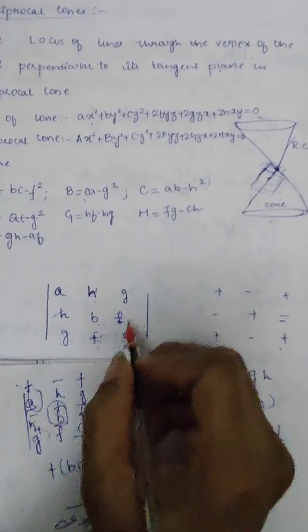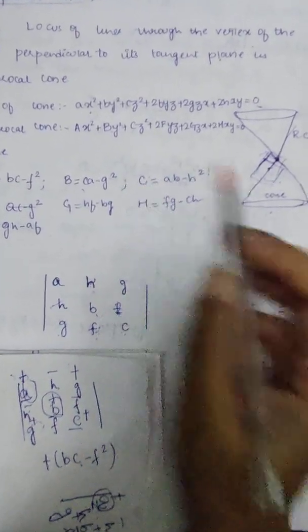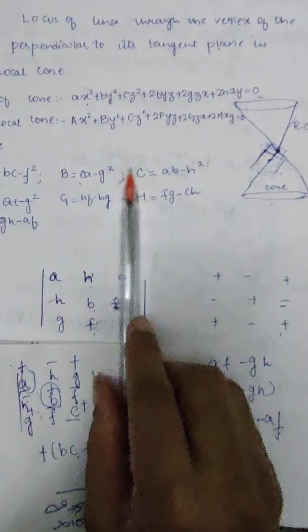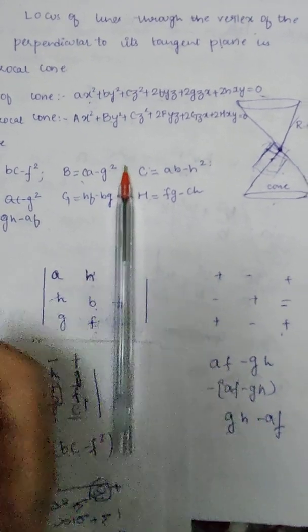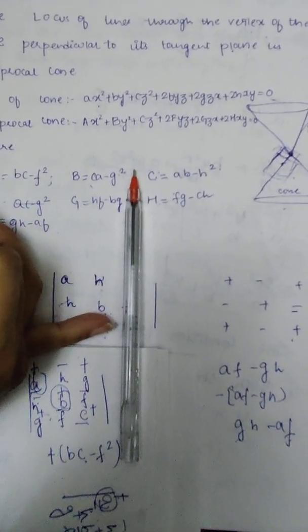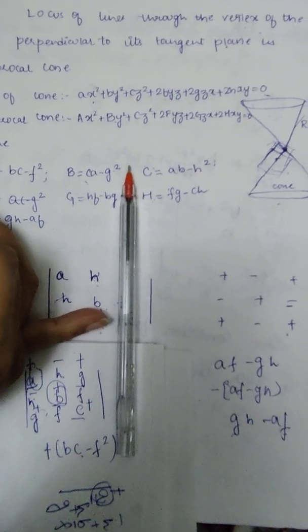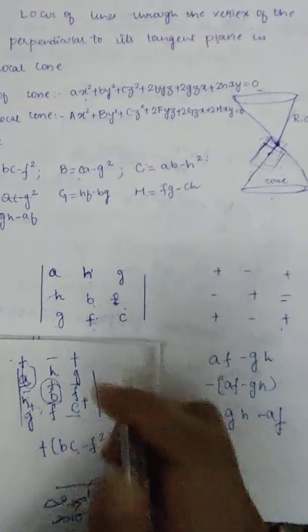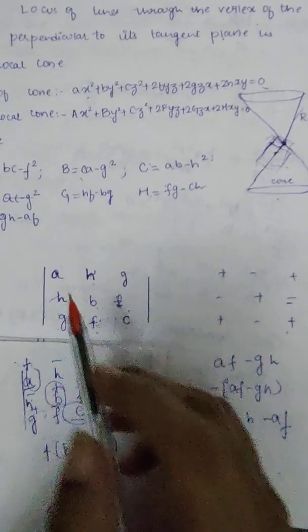Then capital C is obtained by cofactor of small c. Cofactor of small c, you're going to hide this particular row and this particular column, and then take the determinant of the rest of the term. So AB minus H square, and on top of C the sign is plus. Doesn't make any difference. So I'm done with this, ABC.